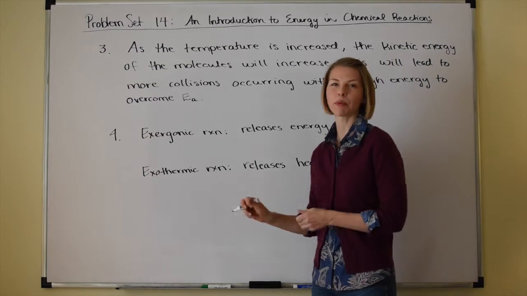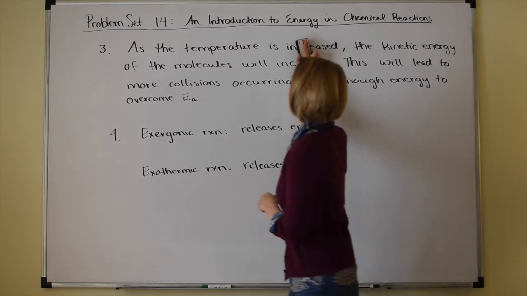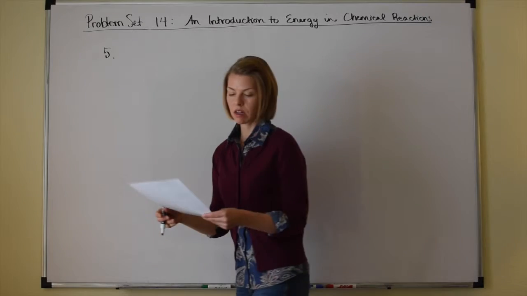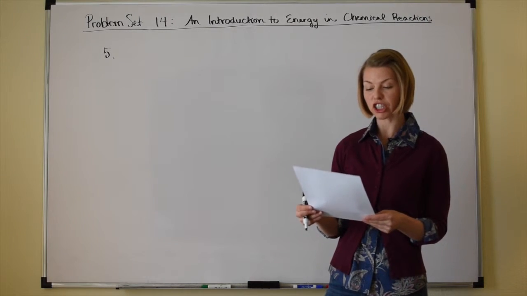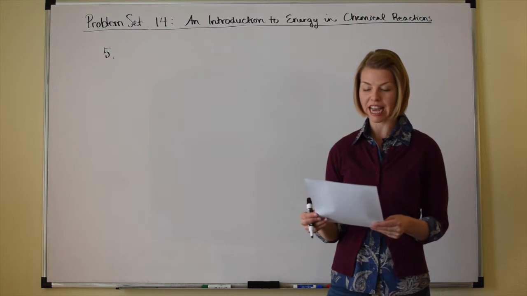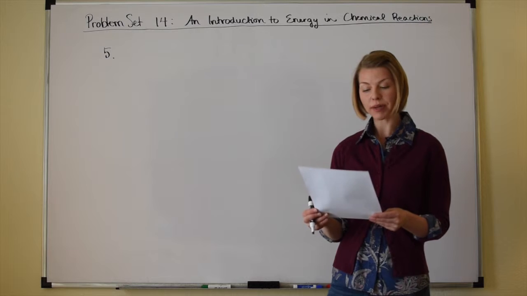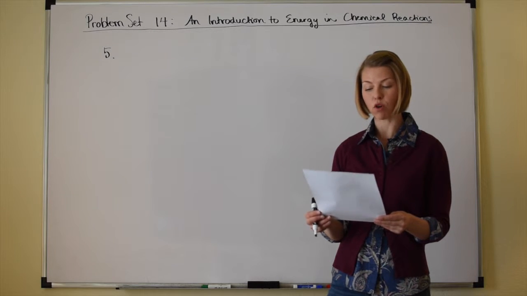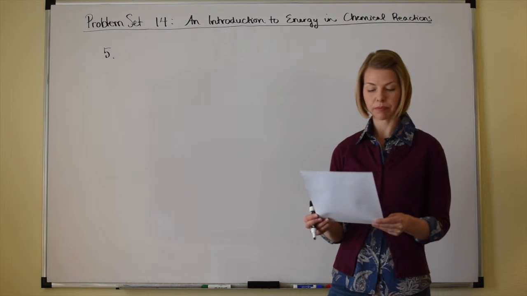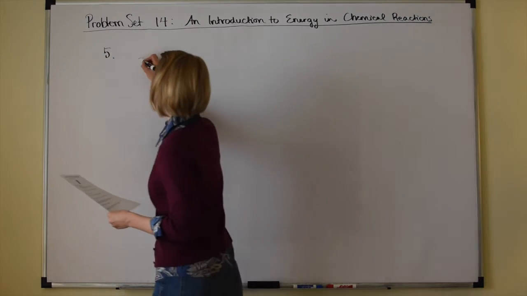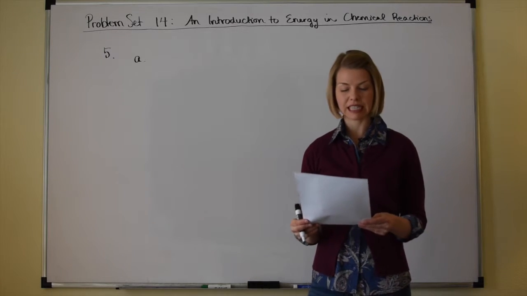Okay, number 5. Let's go ahead and erase here before we go on to number 5. Number 5, photosynthesis occurs with a free energy change of positive 686 kilocalories per mole. During photosynthesis, carbon dioxide and water combine to form glucose, C6H12O6, and oxygen. A, write a balanced equation for photosynthesis.